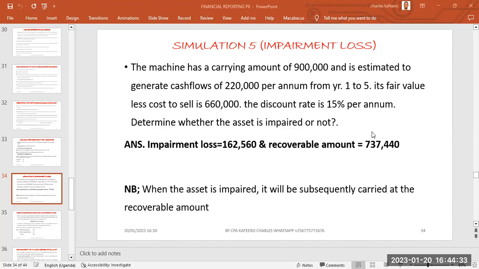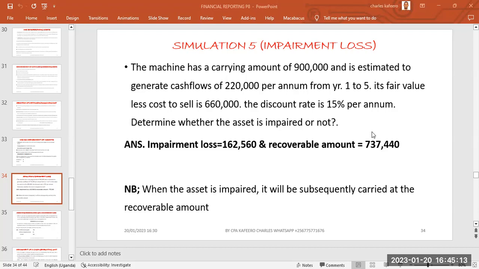This is simulation 5, and it's basically we are trying to look at the impairment of the asset, or the impairment loss. And we said impairment loss is just a fall in the value of the asset where the carrying amount is higher than the recoverable amount. So we are saying that the machine has a carrying amount of 900,000 and is estimated to generate cash flows of 220 per annum from year 1 to year 5.